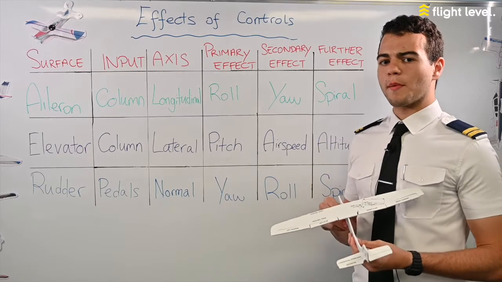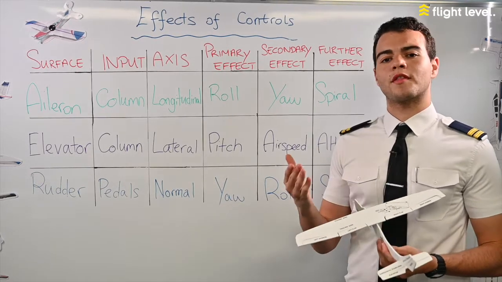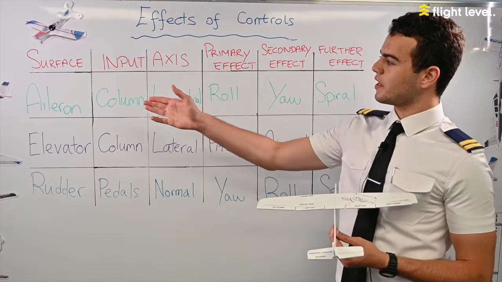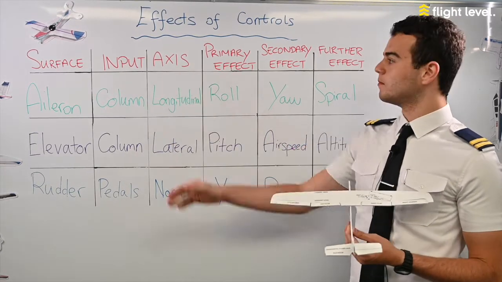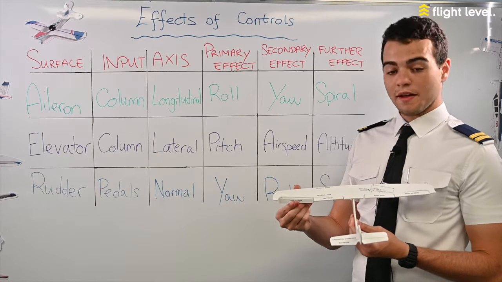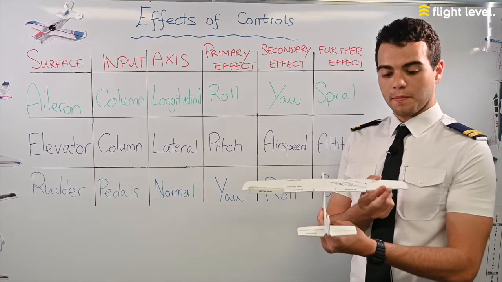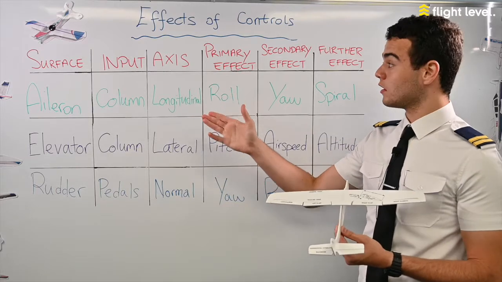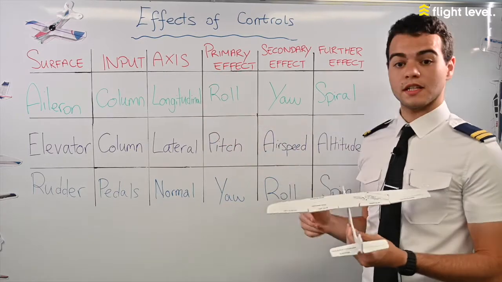So we talked about the primary effects of the controls. Now let's talk about the secondary and the further effects of the controls. So we'll start with the ailerons. The input is the control column, and you have a left and right aileron, and they move up and down. Controls the aircraft along the longitudinal axis, and the primary effect is roll.